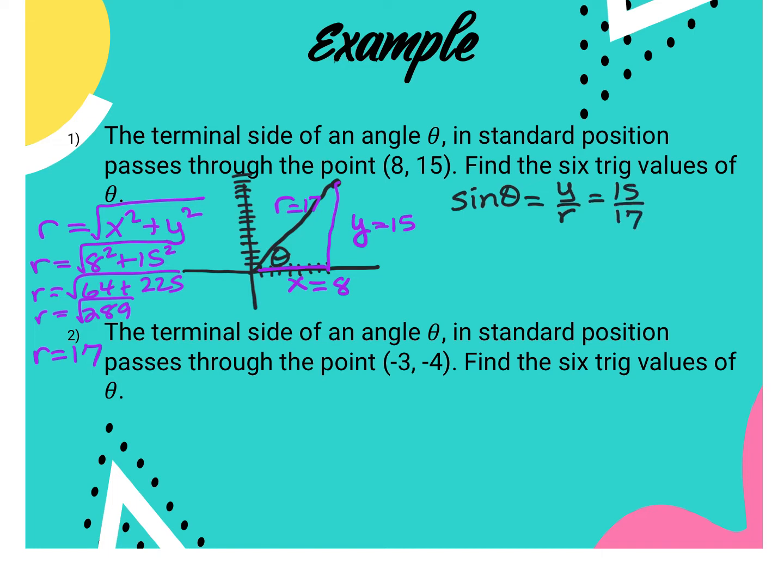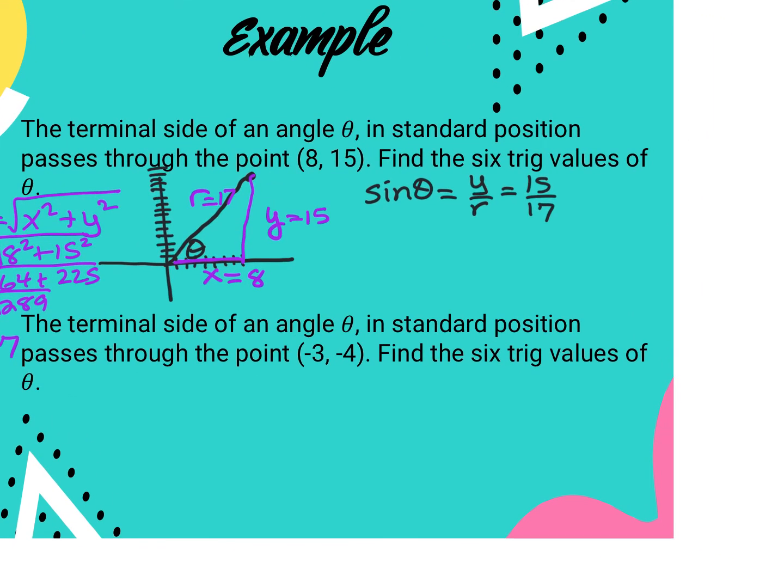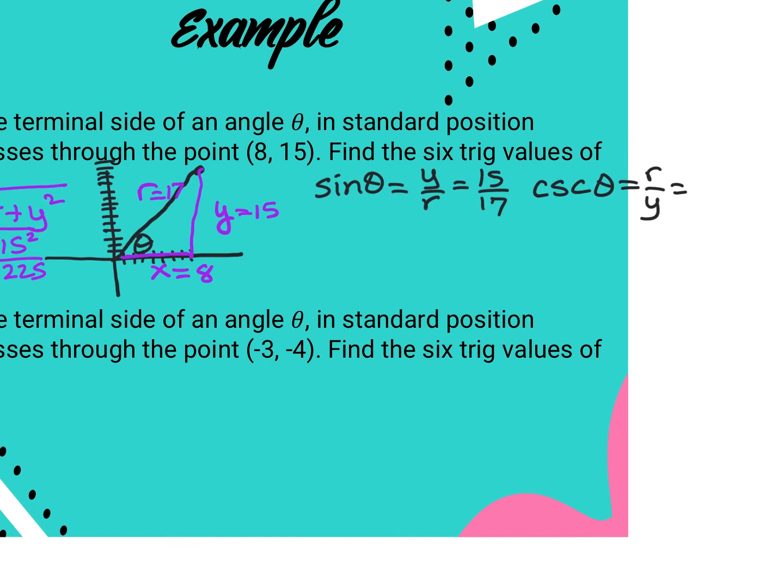That's my first answer. Now, if you want to go ahead and do its reciprocal right away, all you've got to do is flip it. And the reciprocal of sine is cosecant. You would put r over y, just flip the letters, and then this becomes 17 over 15. Now, don't get confused.